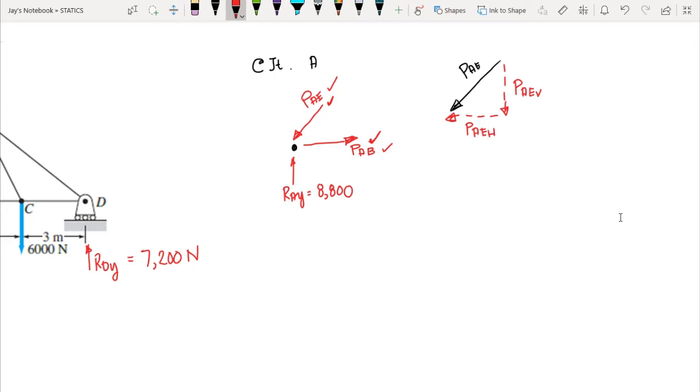Okay, now we sum up forces vertical, and we assume that all the forces upward are positive, equal to zero. So we have 8,800 since that is acting upward, that's positive. And the vertical component of PAE, PAEV, since that is acting downward, is negative. This equals zero since we do not have other vertical forces. Now, our problem here is how are we going to compute for PAEV?